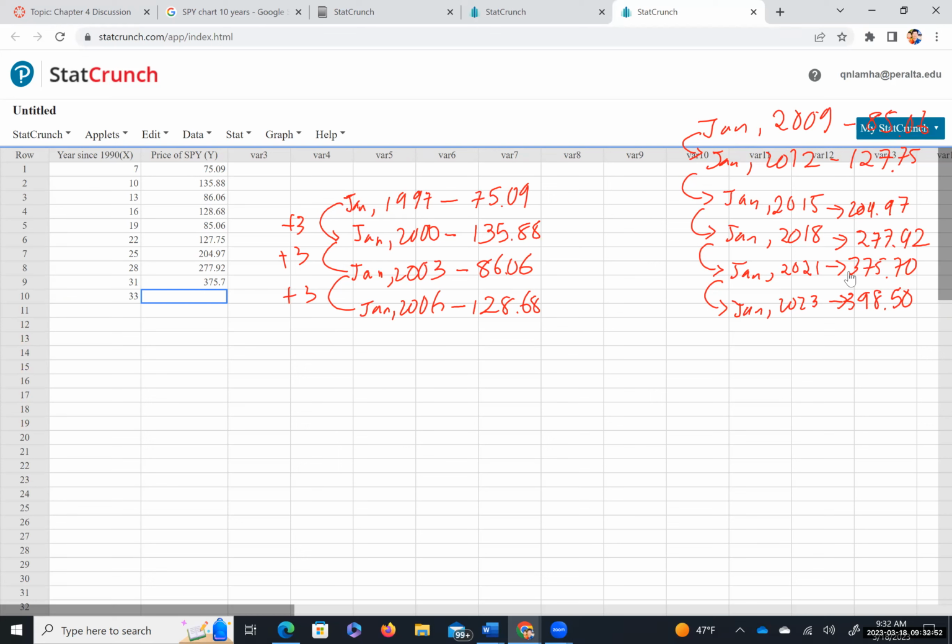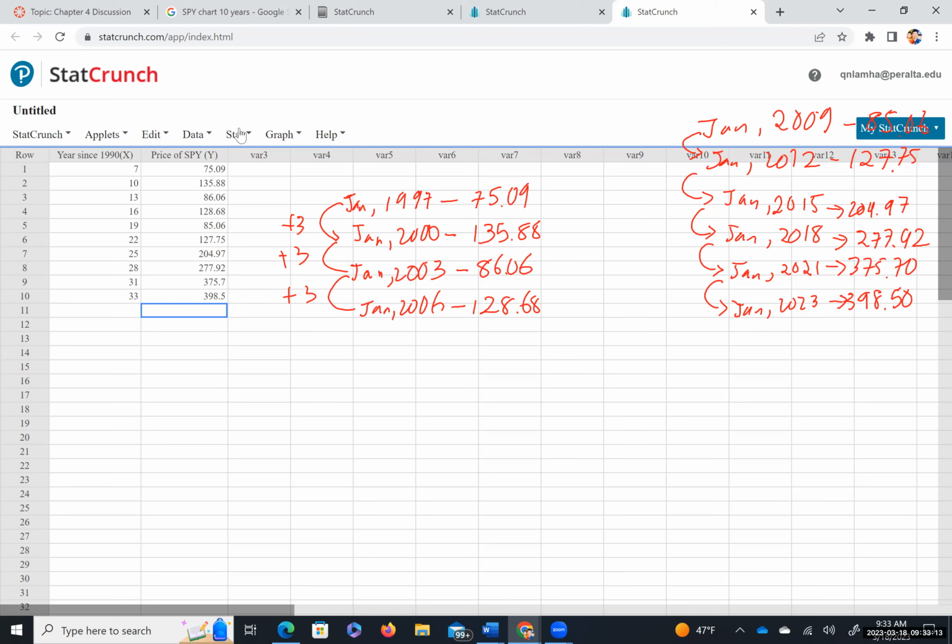34.97, 28, 275.92, 21, no, 31 actually, 375.70, 33, not 33, right? It's supposed to be 34 here, but we can't have 34 yet, so I'm just going to choose 33. So 33 is going to be 398.5. Okay.